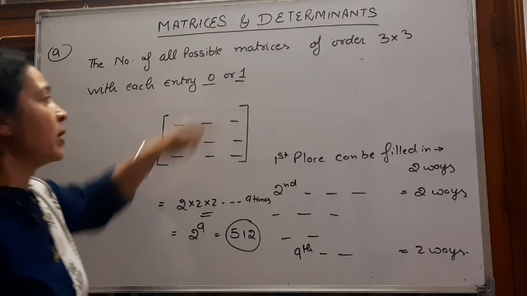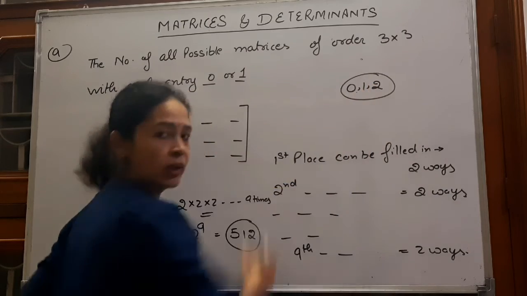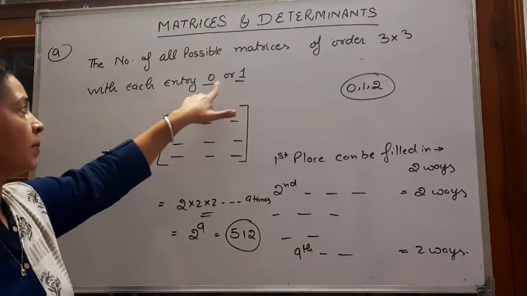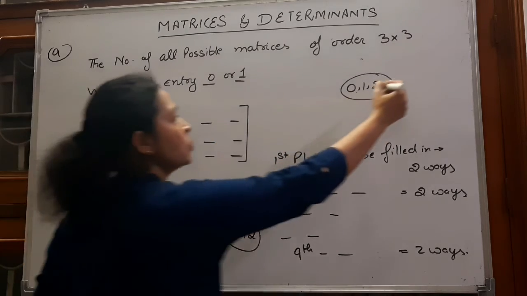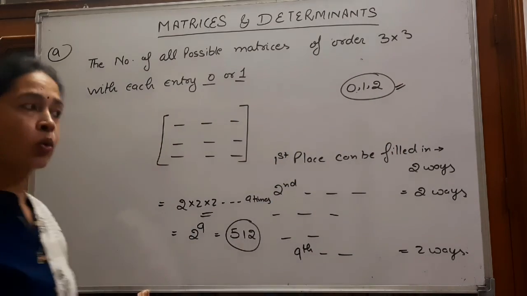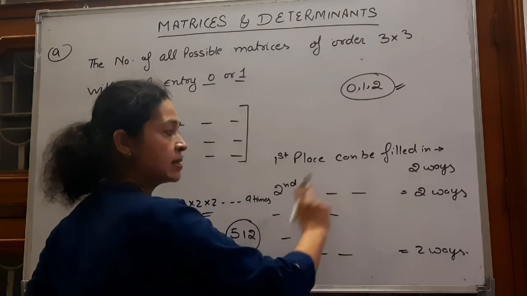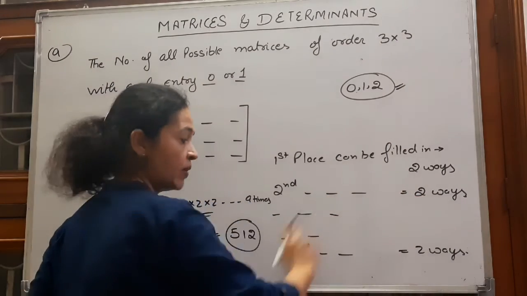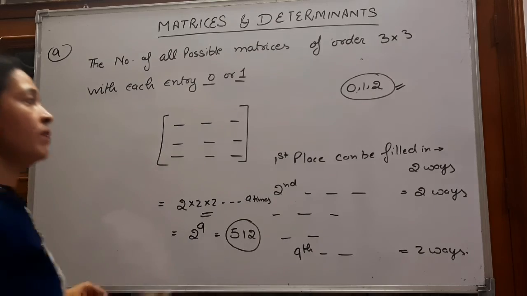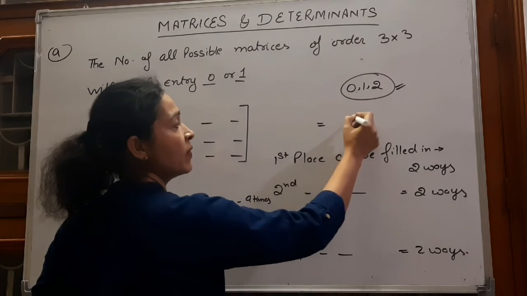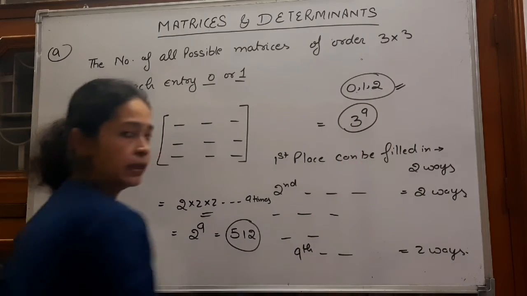In case you can fill the elements by the numbers 0, 1 and 2, you can fill with 3 elements. Now, in that case, first place can be filled in how many ways? 3 ways. Similarly, second, 3 ways. All the places can be filled in 3 ways. In that case, the number of matrices will be 3 to the power 9. Clear?